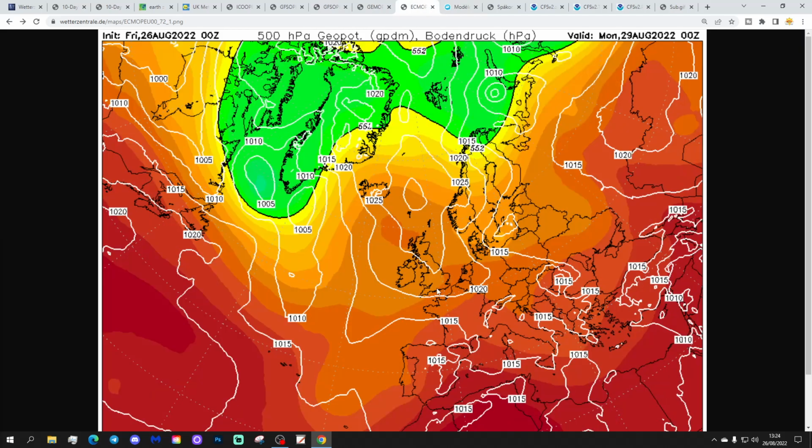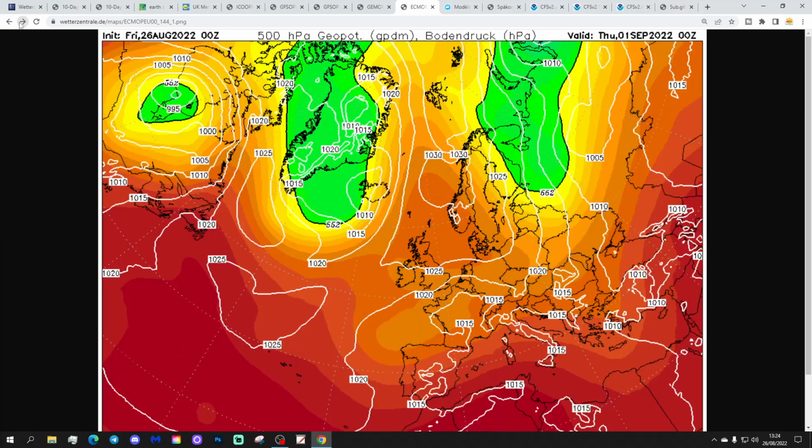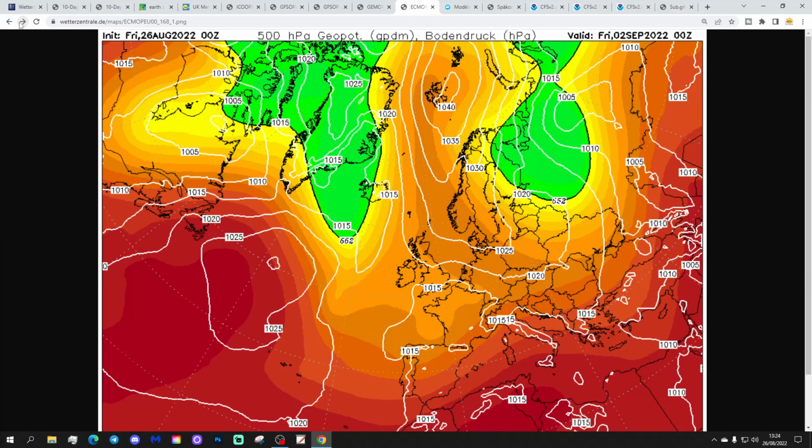And then we've got the ECMWF, which once more suggests quite a bit of high pressure on Bank Holiday Monday into the early to middle part of next week. And then again, same idea as all the other models. That high pressure is going a long way north.